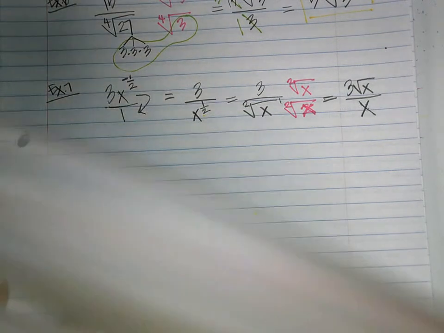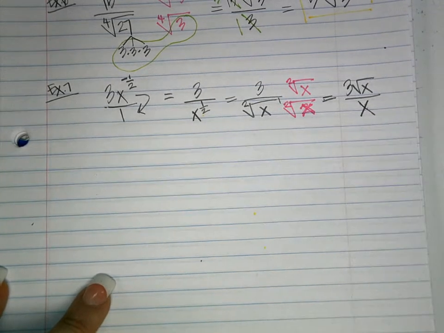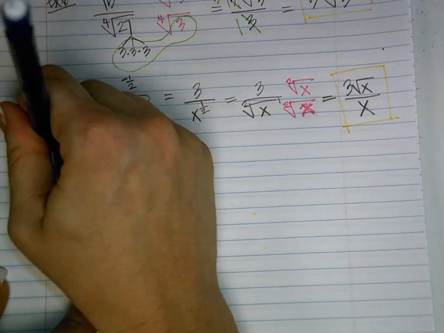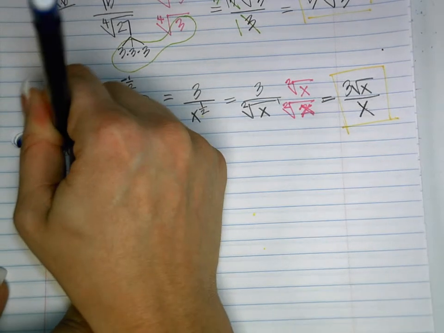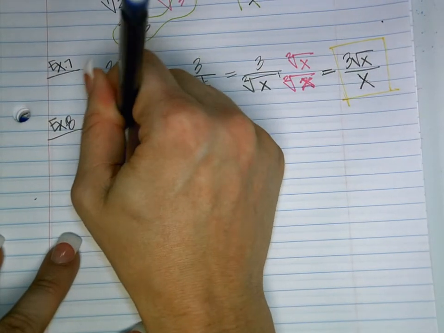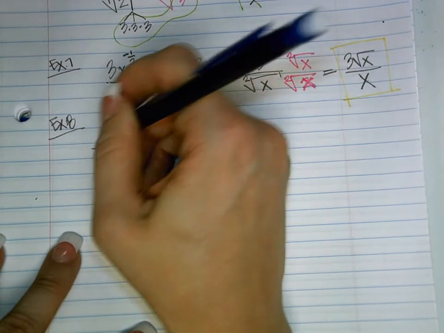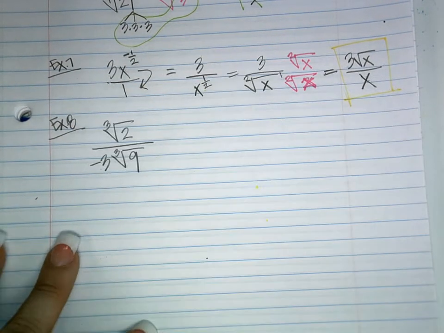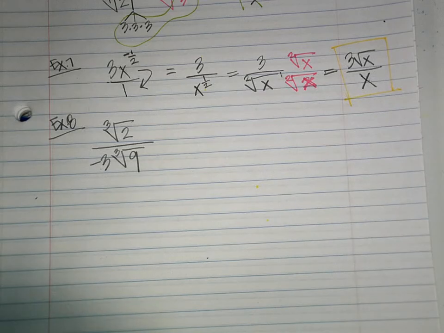That's your answer. Can I reduce these x's, by the way? No, you may not. Okay, that's your answer. Number 8. Okay, number 8. Cube root of 2 over negative 3 cube root of 9.